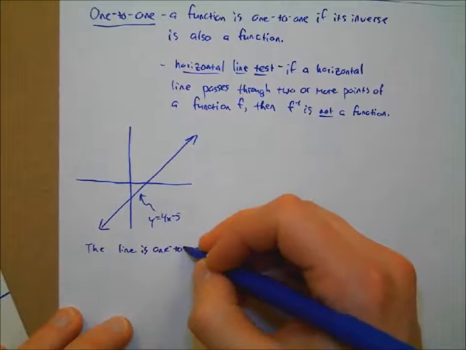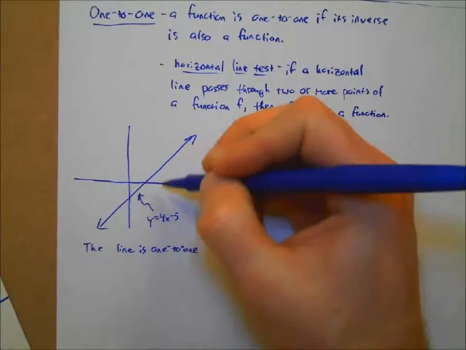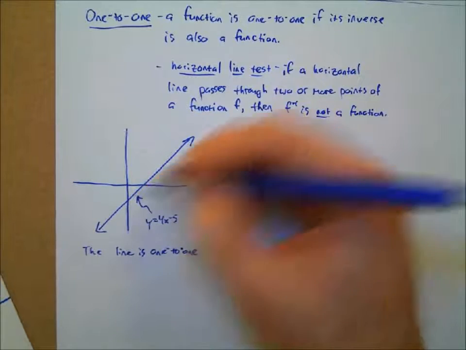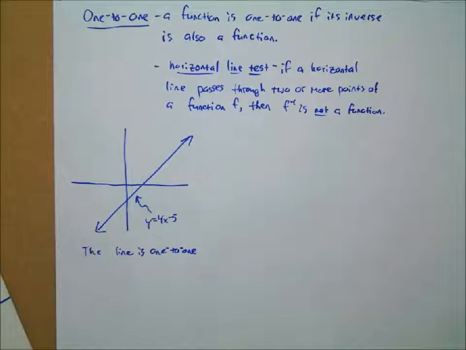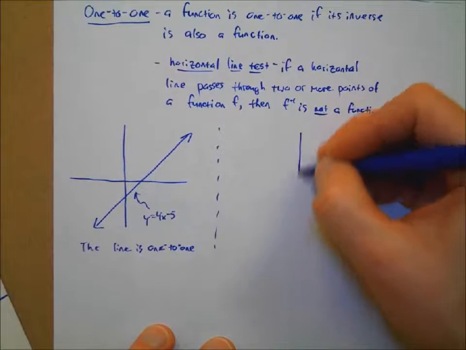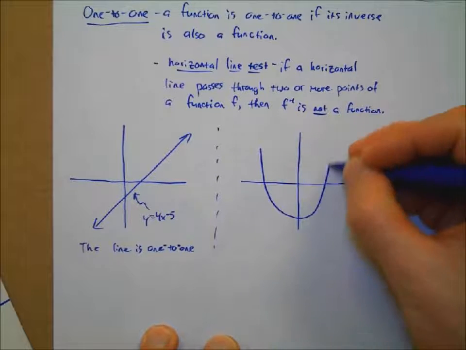Again, this phrase 1-to-1 has its meaning in the idea of how x and y values are paired together. One x value goes to exactly one y value. Any x value you select is paired with exactly one y value. Any y value you select is paired with exactly one x value on this line. Compare that to a parabola.